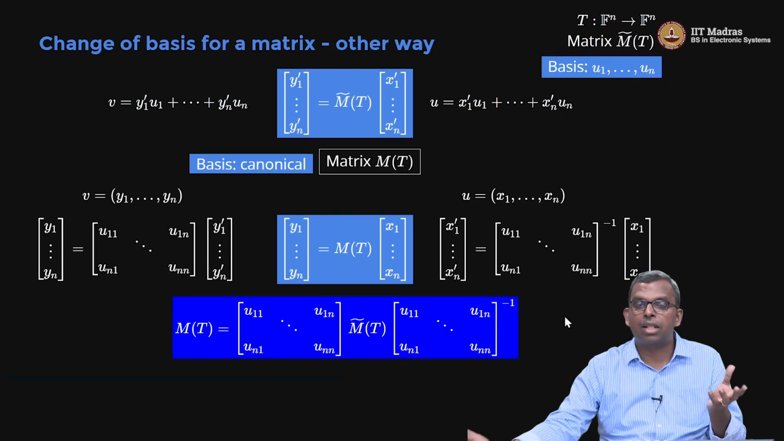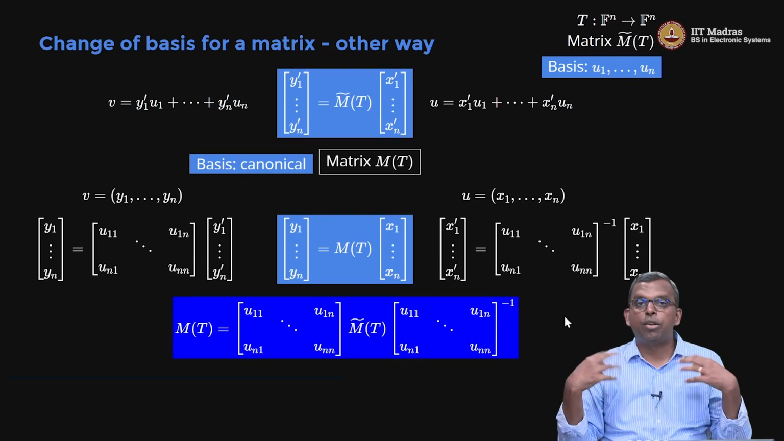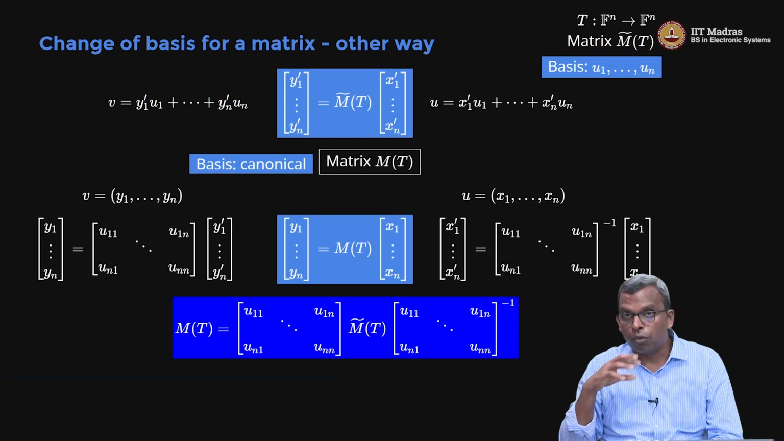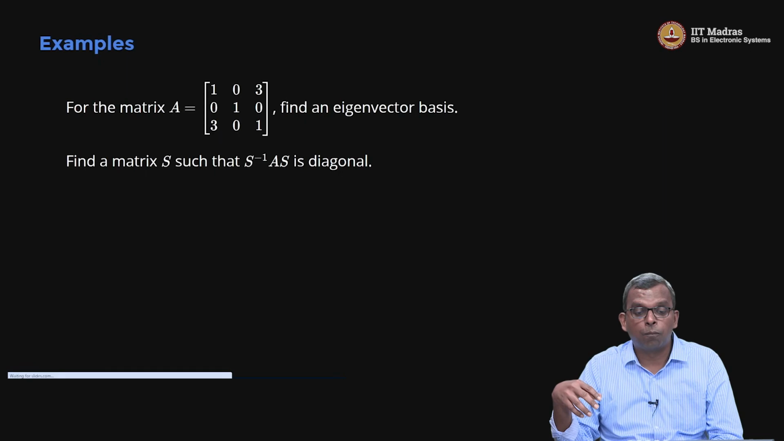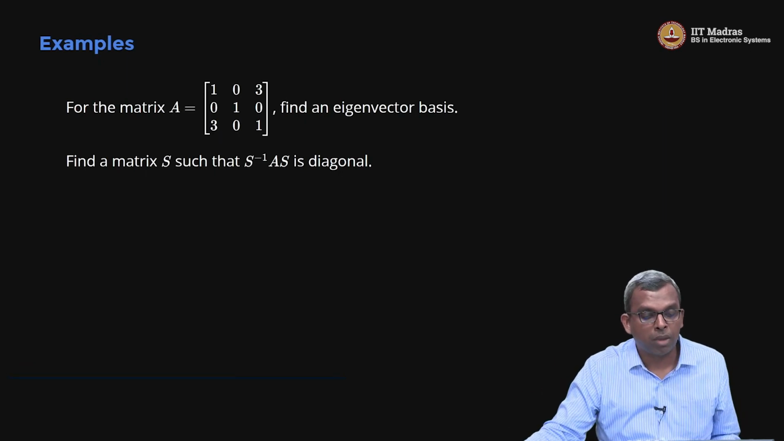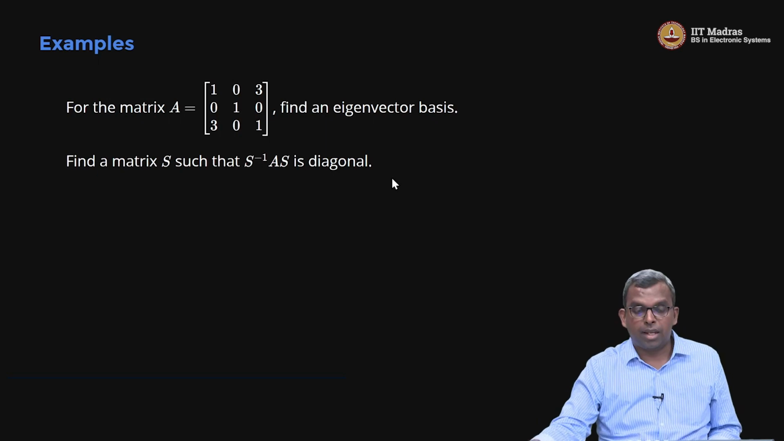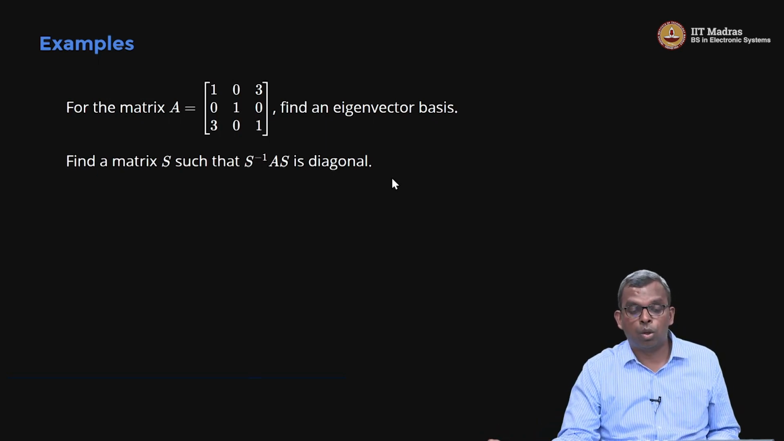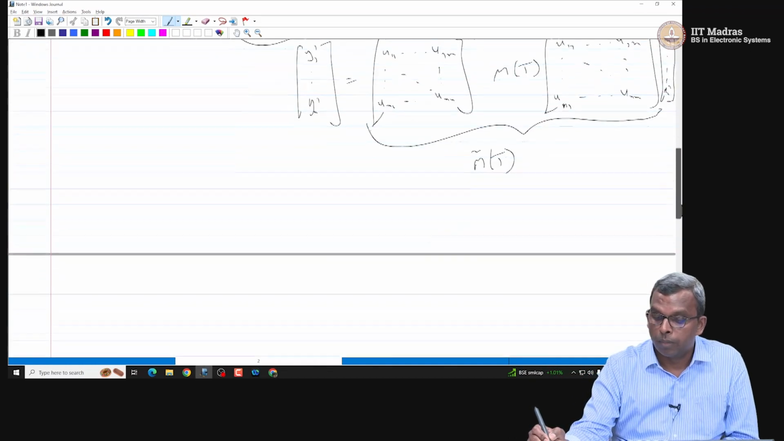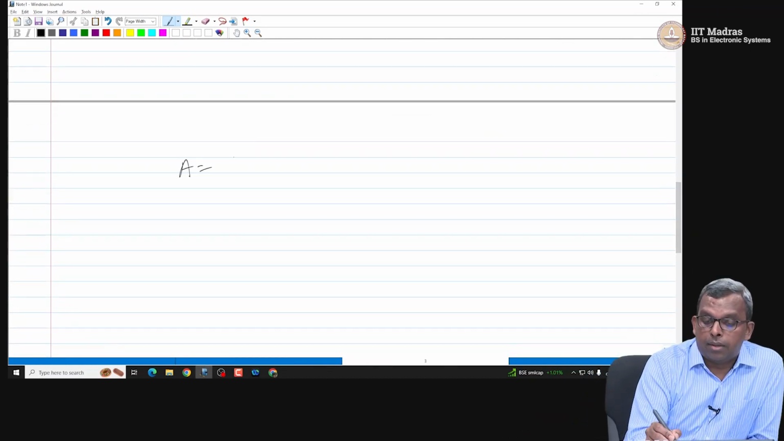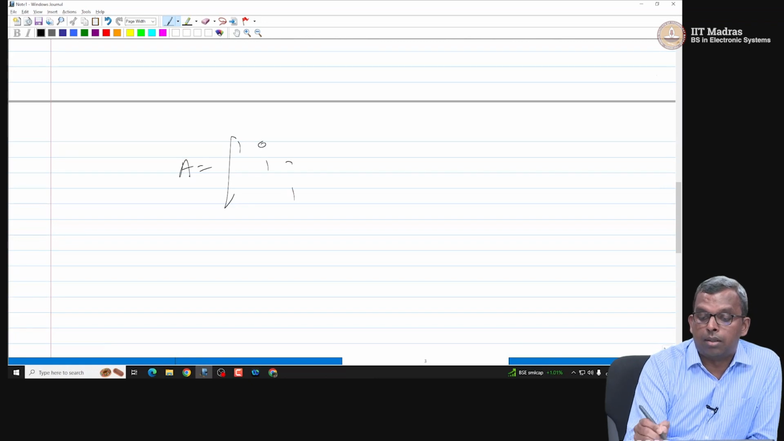So this way we can go between matrices according to different bases just by a simple formula involving basic matrix multiplication and inverse. Here is an example. Let's try that. For a matrix A, given as this, you find an eigenvector basis. Once you find an eigenvector basis, find a matrix S such that S inverse A S is diagonal. So let's try and do this problem. Matrix A is 1, 1, 1 on the diagonal, 0, 0, 0 on these sides, and 3.